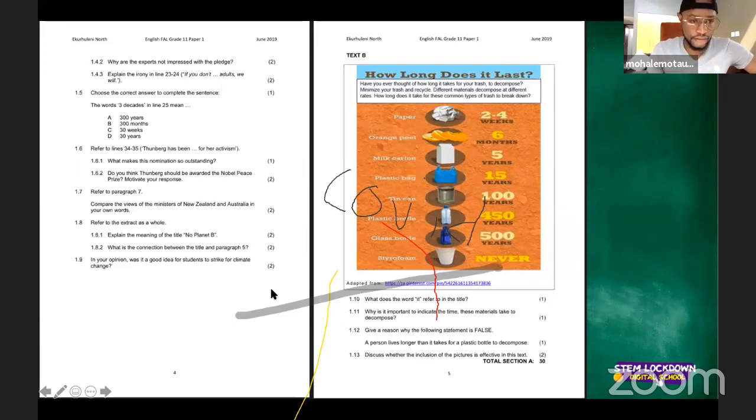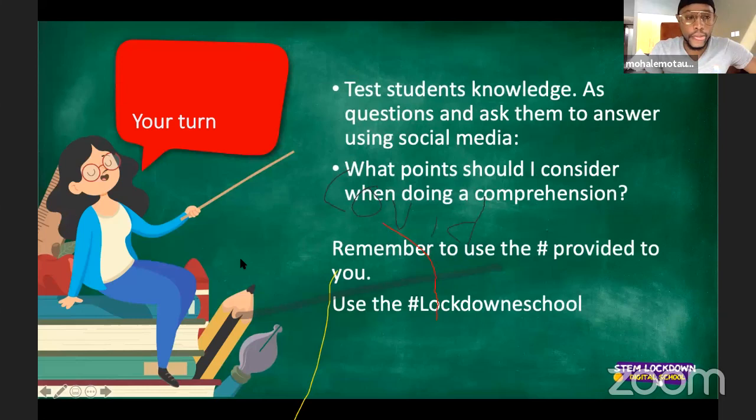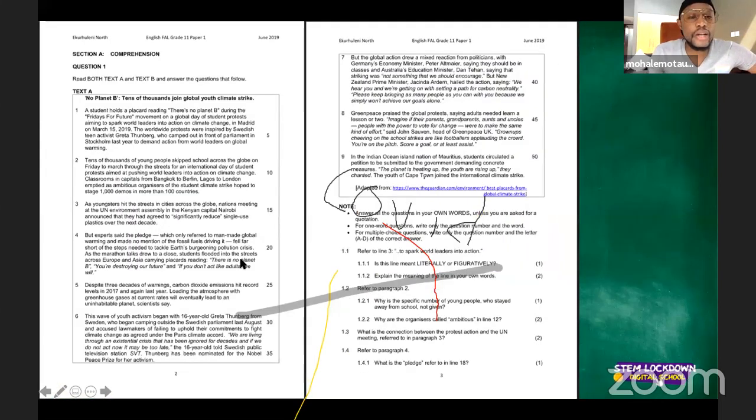Now let's look at paragraph 5. Paragraph 5 says, despite 3 decades of warnings, carbon dioxide emissions hit record levels in 2017, and again last year. Loading the atmosphere with greenhouse gases at current rates, which will eventually lead to an uninhabitable planet, scientists say. Now, when we're looking at paragraph 5, we can see that scientists are saying if we continue to not do anything about carbon dioxide emissions, greenhouse gases, global warming, we will not have a planet to live in because we would have destroyed it.